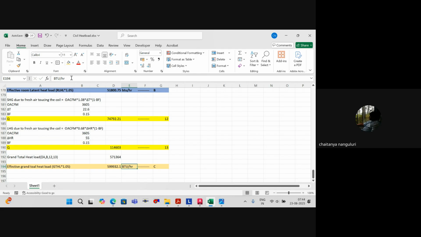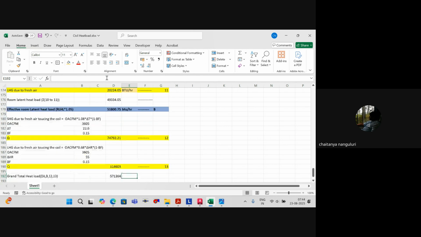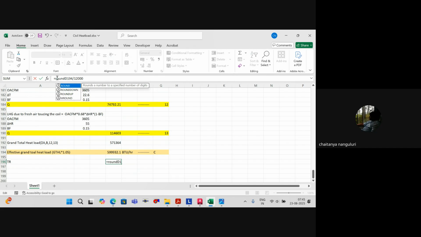Okay, you will get this in BTU per hour. So this one will directly be taken over here. All these equations are in BTU per hour. Later on, I'll share it. Don't worry. So now tonnage, TR, is equal to the value in BTU per hour divided by 12,000. Yes. So you got 49.99 tons. So approximately we can round off this value, and we can directly do it.